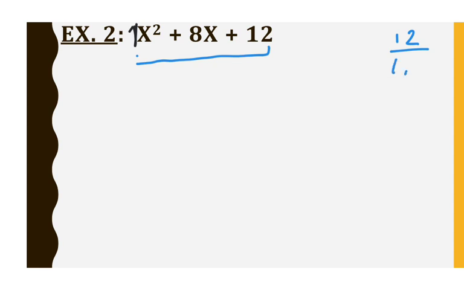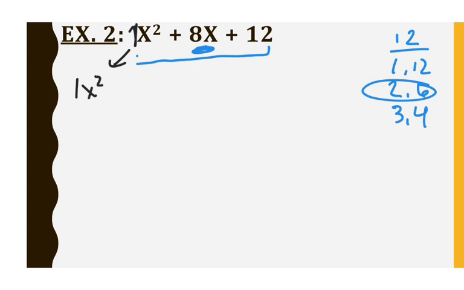So to multiply together to get 12, we can use 1 and 12, 2 and 6, and 3 and 4. Now we need the pair that will also add together to give us 8, which is going to be 2 and 6. So 2 plus 6 is 8, and 2 times 6 is 12. So we're going to fill in. So we'll bring down this first one, which is 1x squared. And instead of putting 8x, we're going to put plus 2x plus 6x and plus 12.